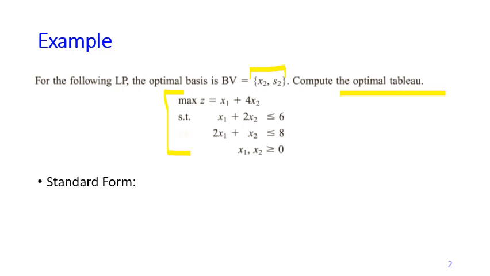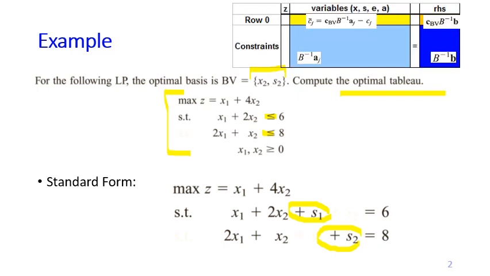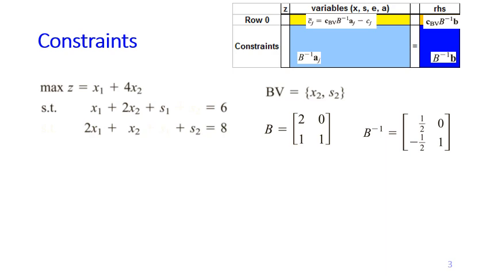First of all, convert the problem into standard form. Because both constraints are less than or equal to, we put slack variables plus s1 plus s2. And then we are going to use all this notation and formula to construct the optimal table. For the constraint part, we know that the basic variables are x2 and s2. Because we need the B inverse, we start by defining the B.